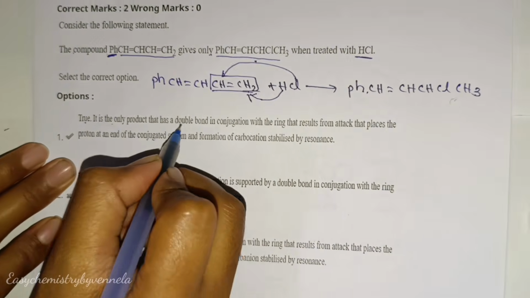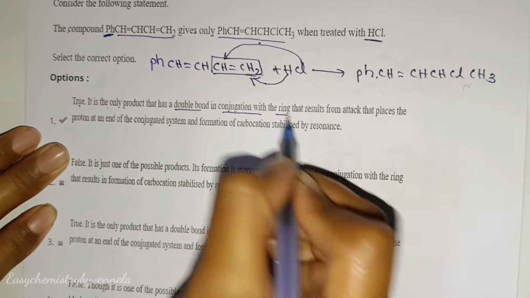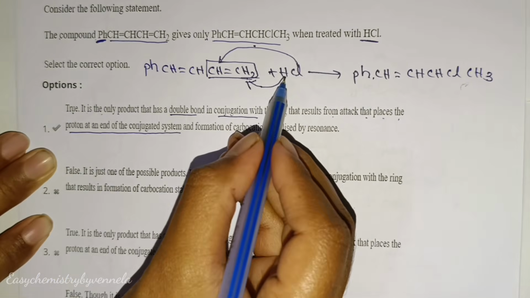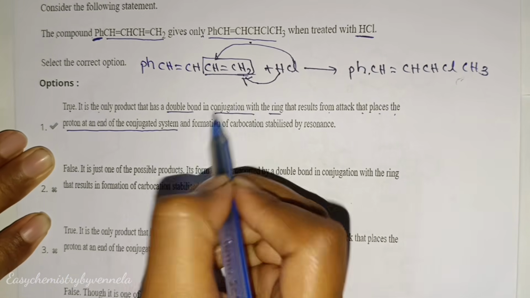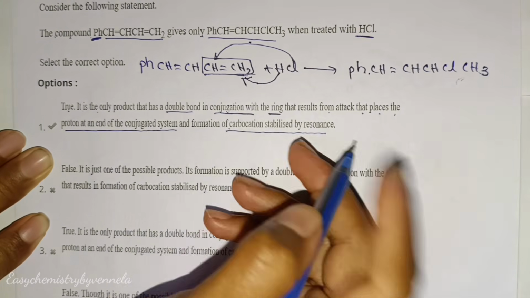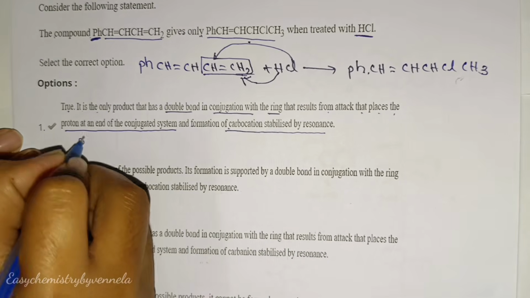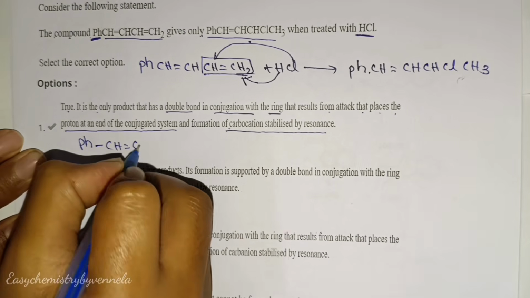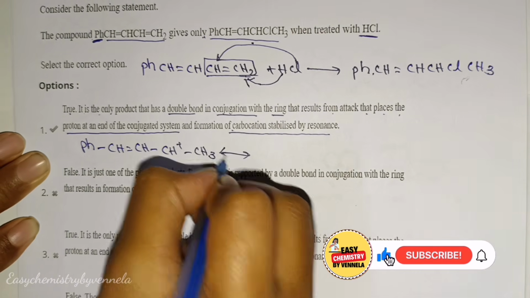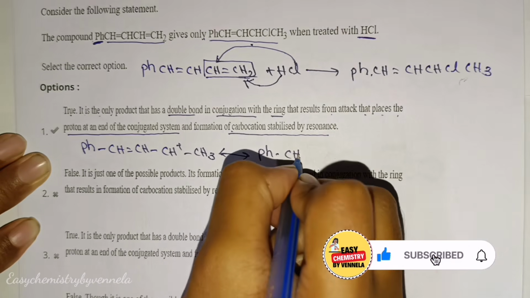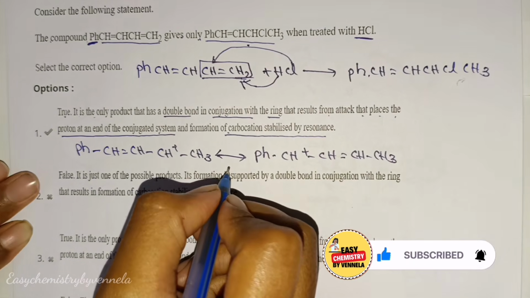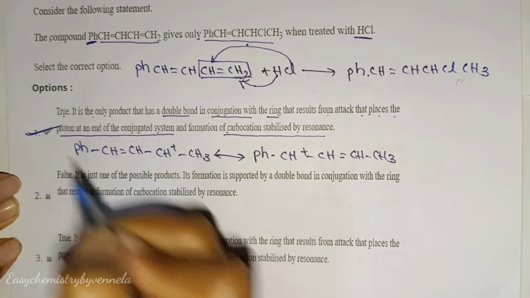So see the option here, true. It is only product that has double bond conjugation with ring results from attack that place the proton at the end of the conjugated system. This proton at the end of the conjugated system and formation of carbocation stabilized by the resonance. Here carbocation, see this one. Here positive charge and this one is stabilized by resonance. This is the resonance. So first one is the correct one.